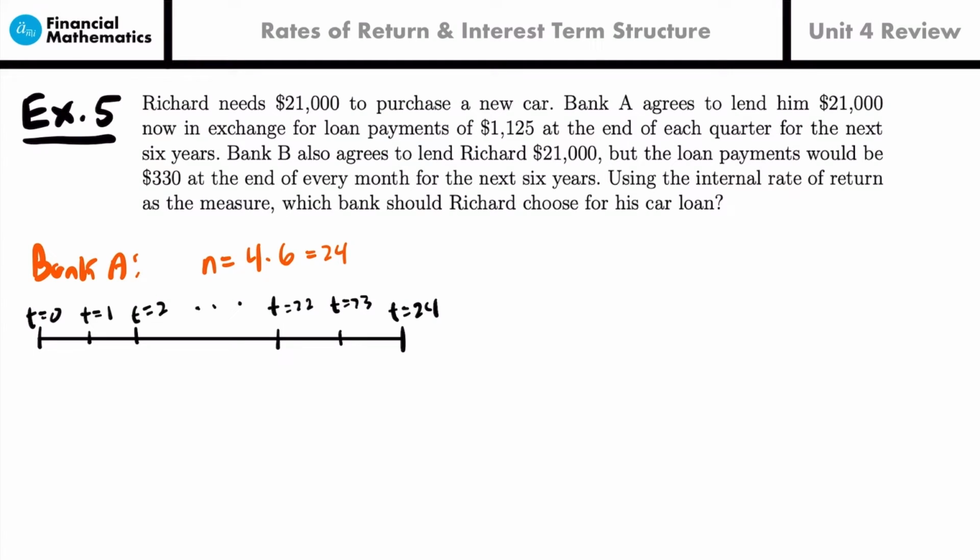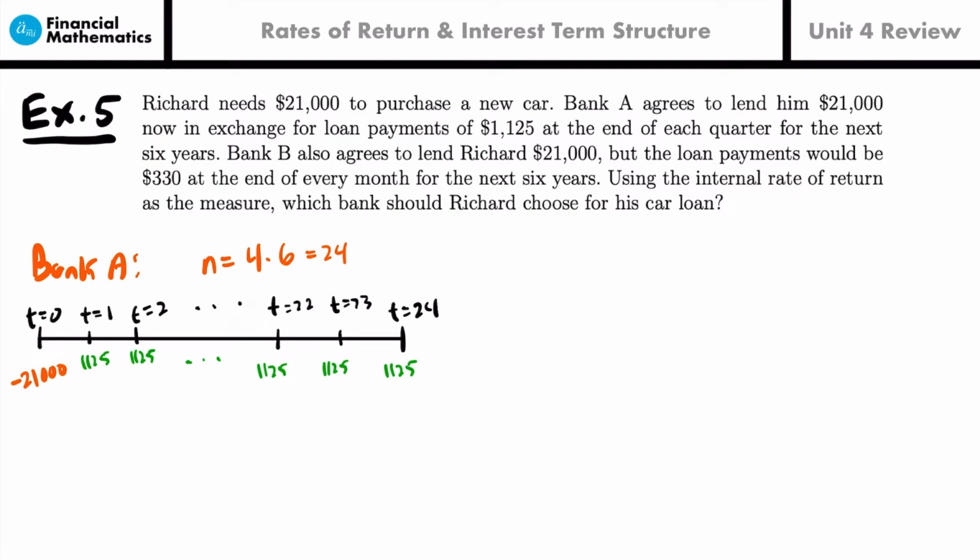Okay, so if we're looking at the inflows and outflows for this scenario, there's an initial investment of $21,000 at time 0, right? That is an outflow of money. We have minus $21,000 at time 0, and then every payment after that will be an inflow, a positive payment of $1,125. So we have 1125 there, 1125 there, and that continues all the way up till time 24.